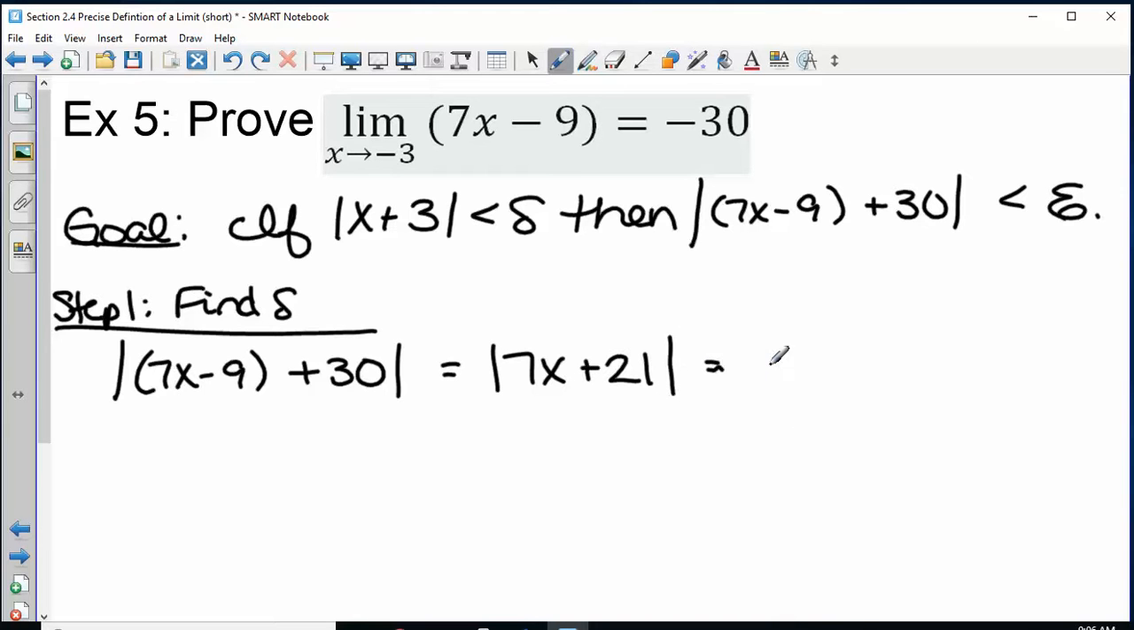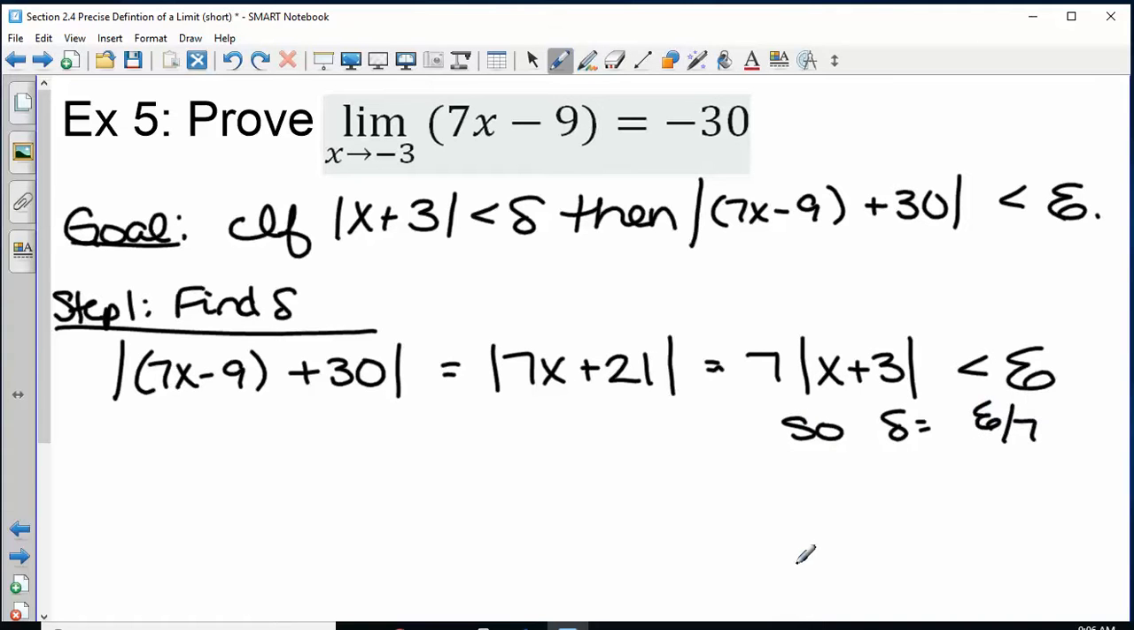Well, out of 7, it's a positive, so the absolute value doesn't change it, and that gives us x plus 3, which we know is what we wanted, right? So this whole thing is less than epsilon, so what's delta? Epsilon over 7. Okay, if you would just solve for that.